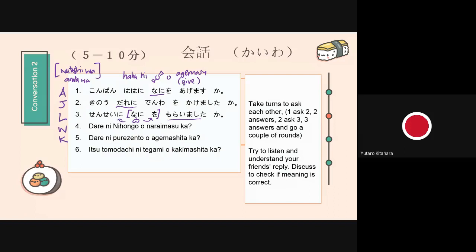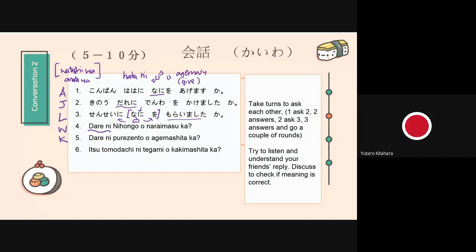Okay, Wenda? I think it's the nani. I see. This one, right? Okay. Wenda, dare ni nihongo o naraimasu ka? Jurong no aokangako kara naremasu. Naremasu, very good. A bit interesting because the question is asking dare ni, which translates to you learn from who.